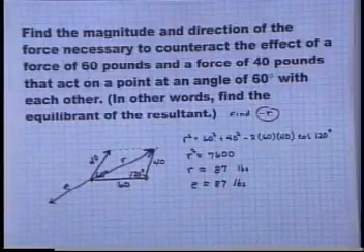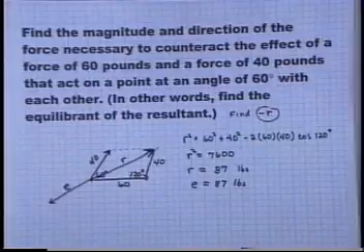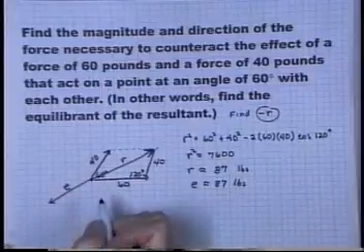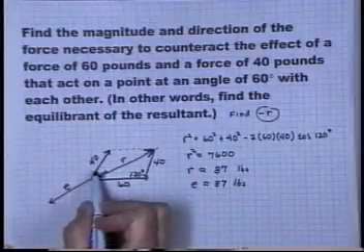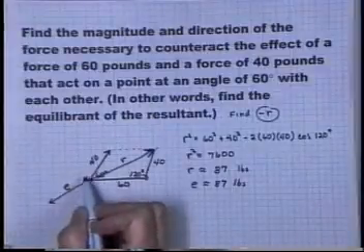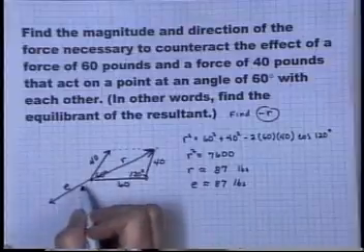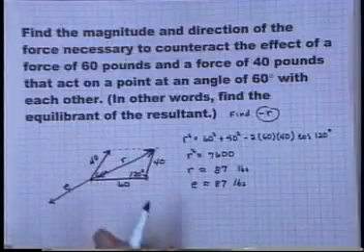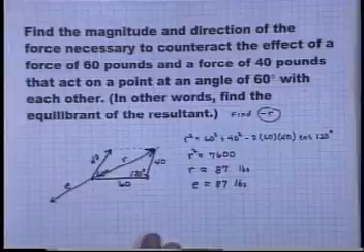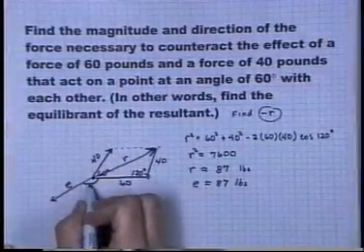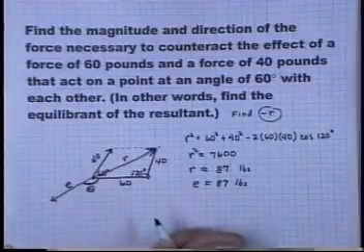Now, because we were not given specific angles from horizontal or anything like that for our original forces, here's what we're going to do to give a direction to our equilibrant. We can either find this angle between the 40-pound force and the equilibrant, or we can find this angle between the 60-pound force and the equilibrant. Either of those would give us some indication of the direction. I think I'm going to choose to find this angle right here, which I'm going to call angle theta.